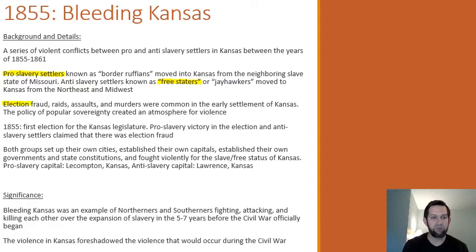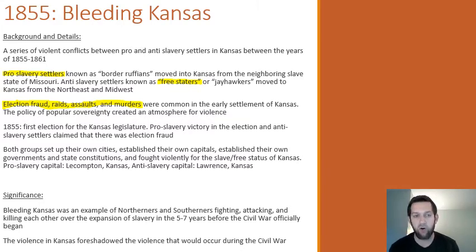There were a lot of violent raids, assaults, and murders by these two separate groups who basically set up their own towns and formed their own militias. Some people actually consider this violence in Kansas to be the beginning of the Civil War.